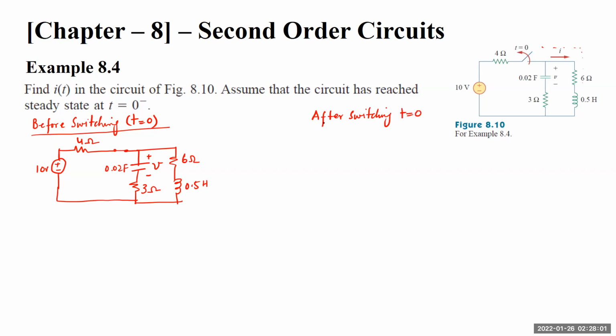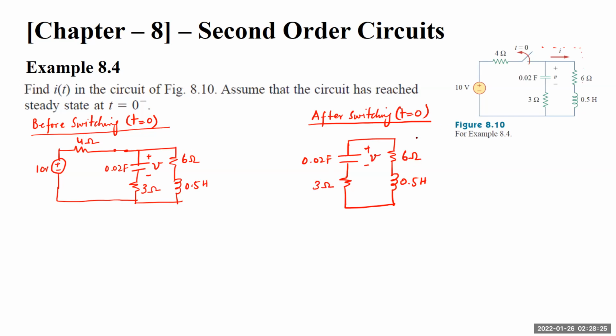And after t equals 0, after switching, it looks something like this. Once it has been switched, this is the circuit: 6 ohm, 0.5 Henry, 0.02 farad, 3 ohms, and this is the voltage we need to find. In this circuit, we have to find the current after switching.